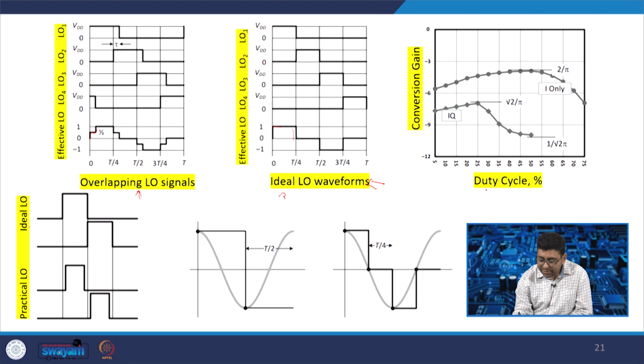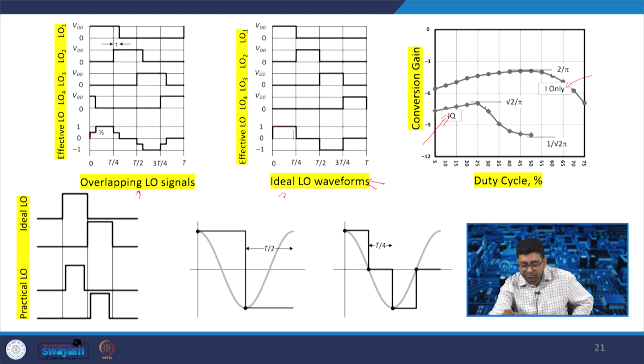versus the duty cycle. In this case, conversion gain versus duty cycle, if we consider only the in-phase component, or if we consider I and Q both. For in-phase I, the maximum gain is obtained around 45 to 50 percent duty cycle, that is 2 by pi.